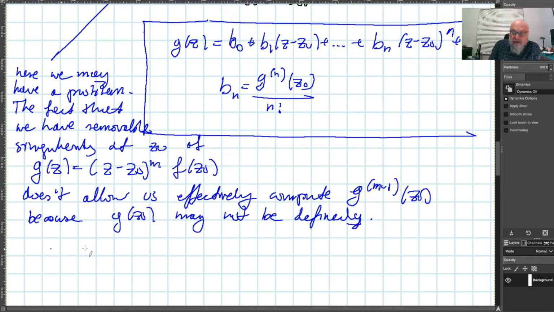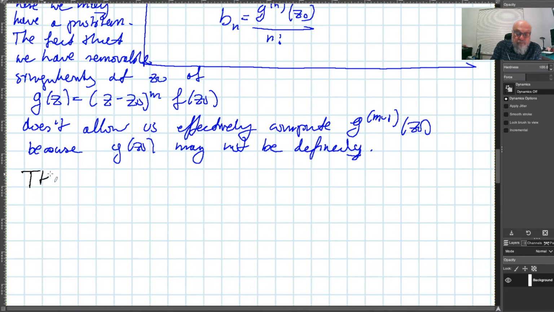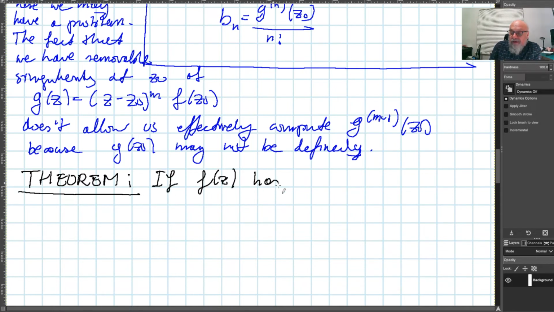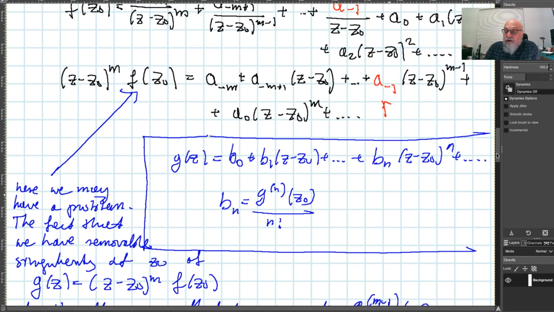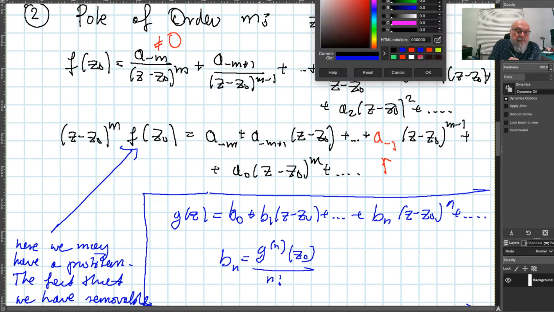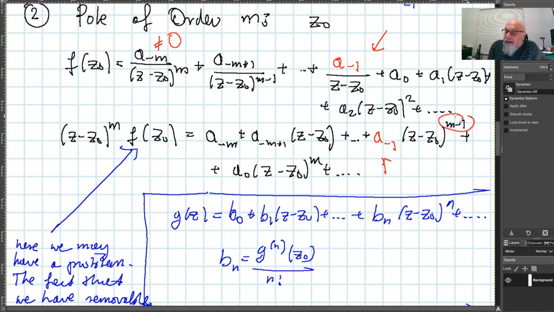So in such a case, let's formulate this as our theorem. After this introduction, we can write it down. If f(z) has at z0 a pole of order m, then we have the following. Remember which coefficient we are looking at. We are looking at this coefficient, the one with index m - 1. So your n, in our case, is m - 1.